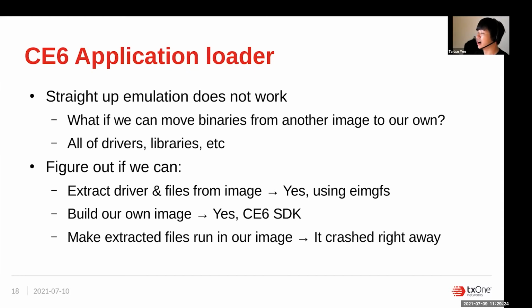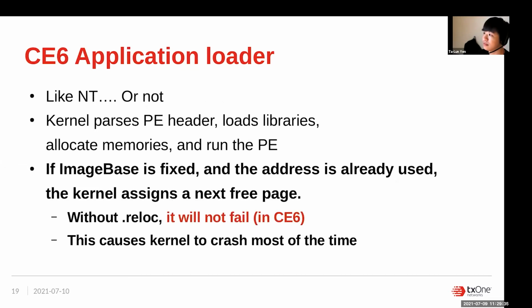However, as we tried to build our own image with those extracted files, the build actually succeeded, but CE crashed right away as we booted it up. So we were very confused. We wondered why it crashed so hard, and it crashed at a very early stage of the booting process. Then we took a deeper look into the source code of the CE kernel and its application loader. At this point, we were wondering if CE should look like an anti-kernel. It turns out not.